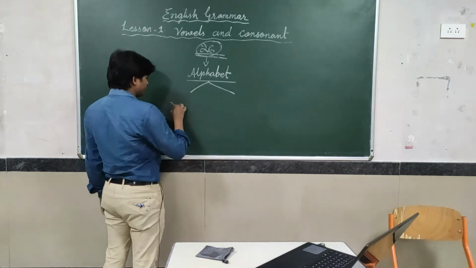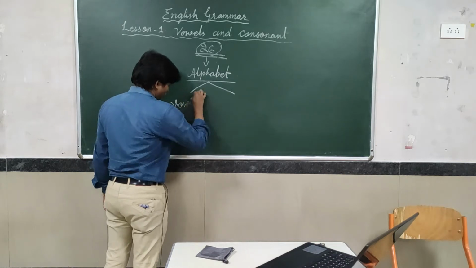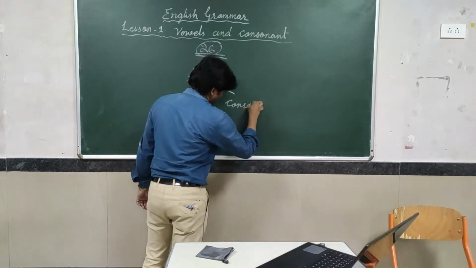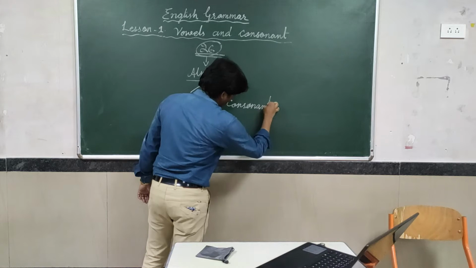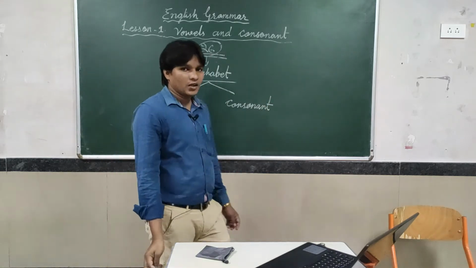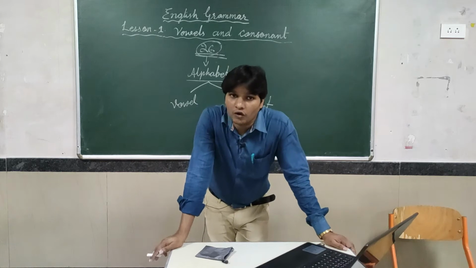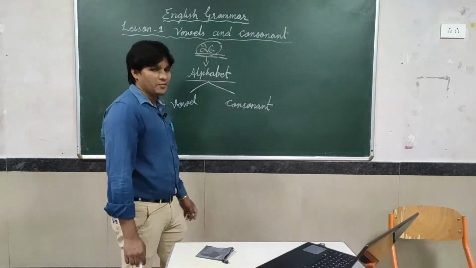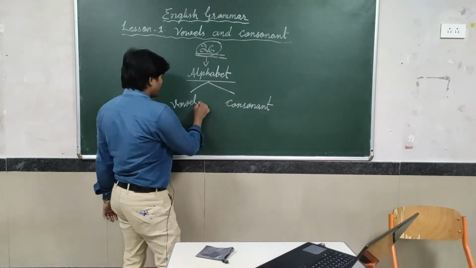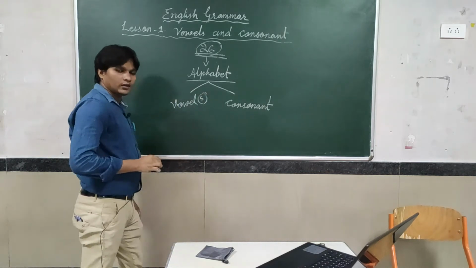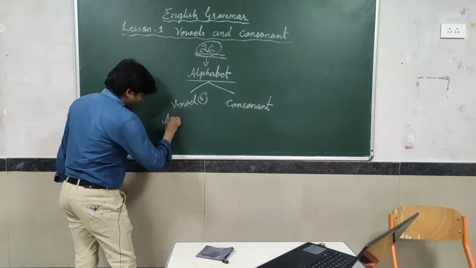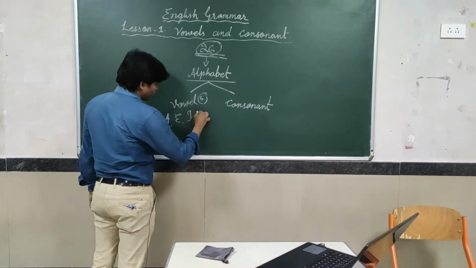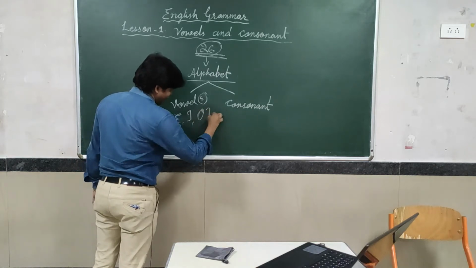One is vowel, second one is consonant. So I hope everybody knows how many vowel letters are present and how many consonant letters are present. Still, I am saying vowel letters are only 5, just like A, E, I, O, U.